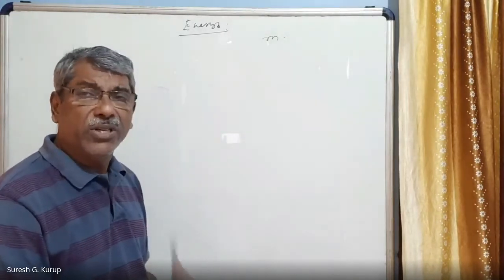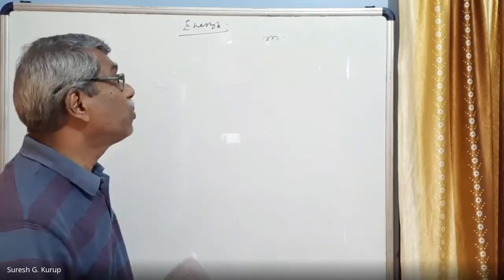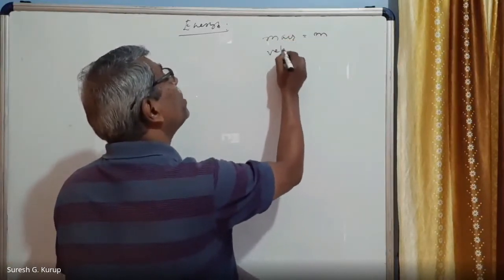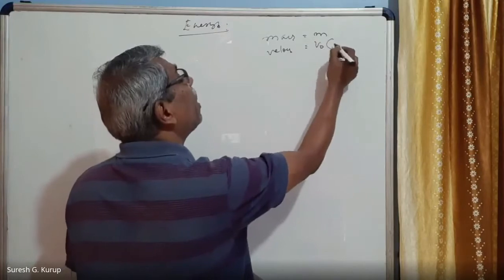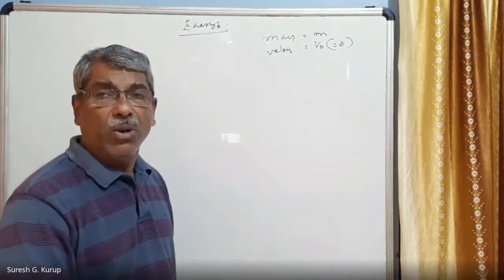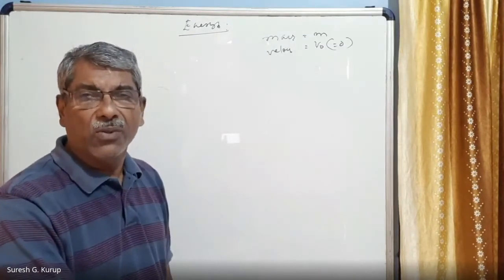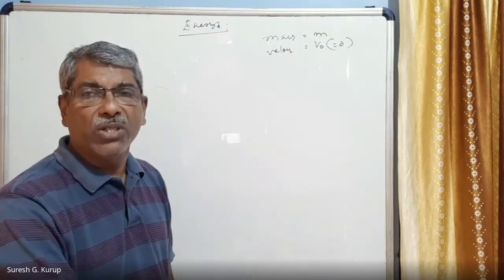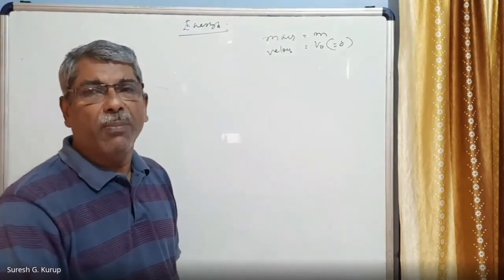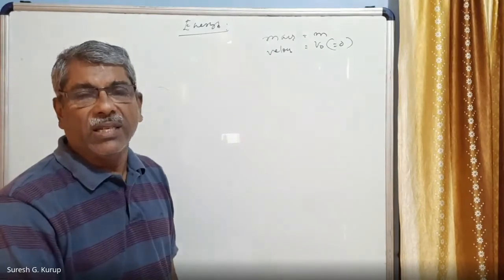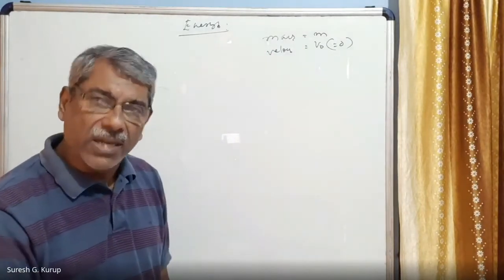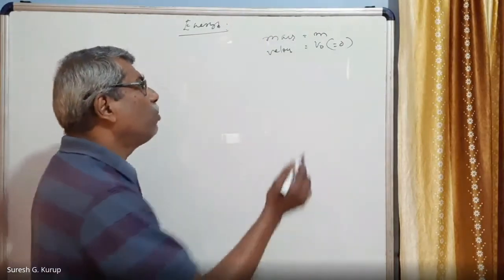At rest means its velocity v0 is equal to 0. The mass of the body is m, and its velocity v0 is equal to 0. That means a body of mass m was kept on the surface of a table, at rest. All of a sudden, a constant force is applied on the body, so that its velocity increases to v after traveling a distance s. Am I correct?